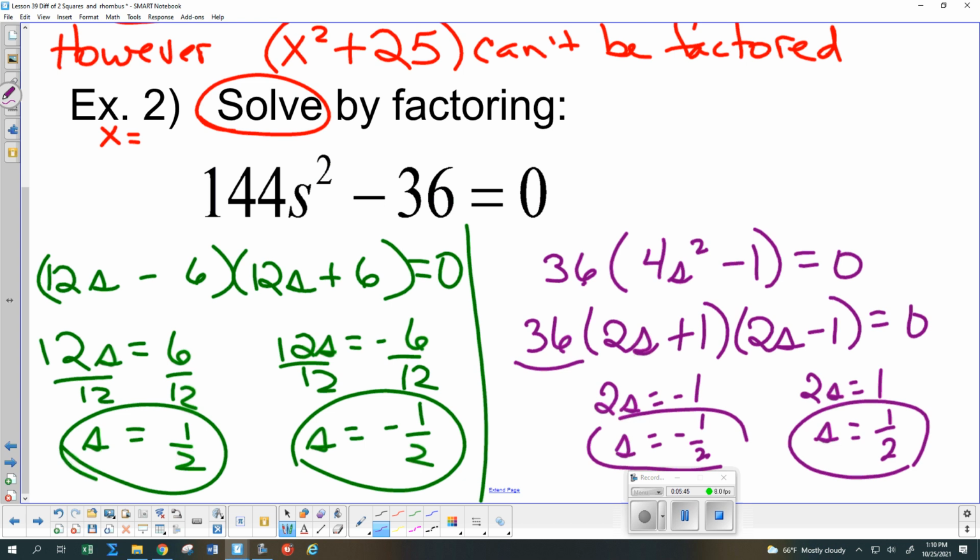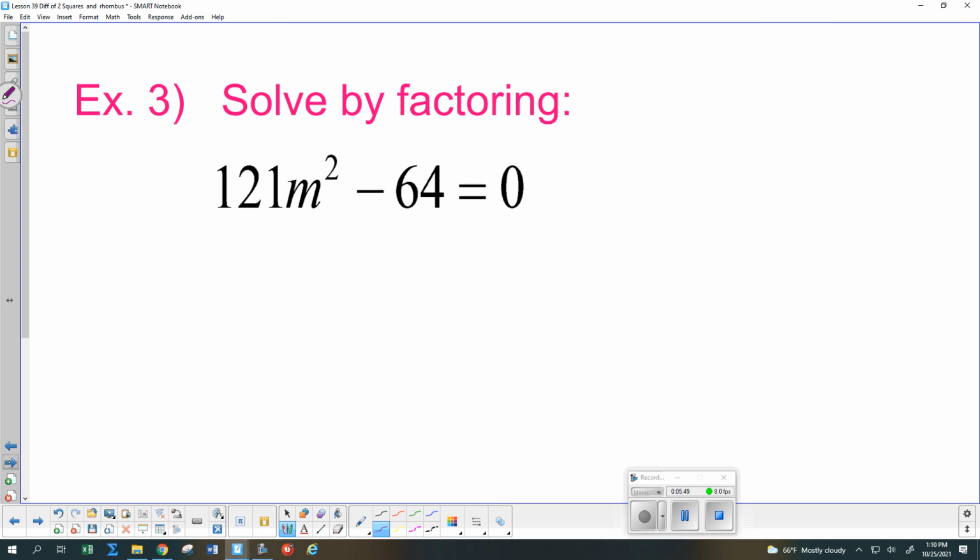Okay, we'll do one more just to get one that could be messier. So we want to solve this. Is it already equal to 0? Yes. How many terms do we have? We just have two things. We have a minus sign between them. So we're wondering if it's a difference of squares.